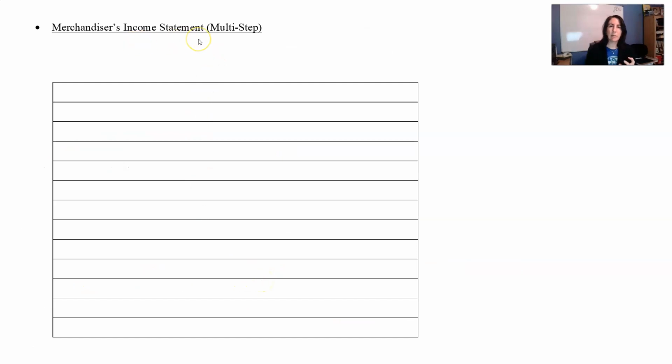All right. So like I said, before we had the standard service type of business, right? And all we really had was service revenue and all of the expenses subtracted from service revenue. That simple type of income statement was just all revenues minus all expenses. That's referred to as a single step income statement. What we're going to be looking at now is what's called a multi-step income statement, which is more standard for a merchandising business.